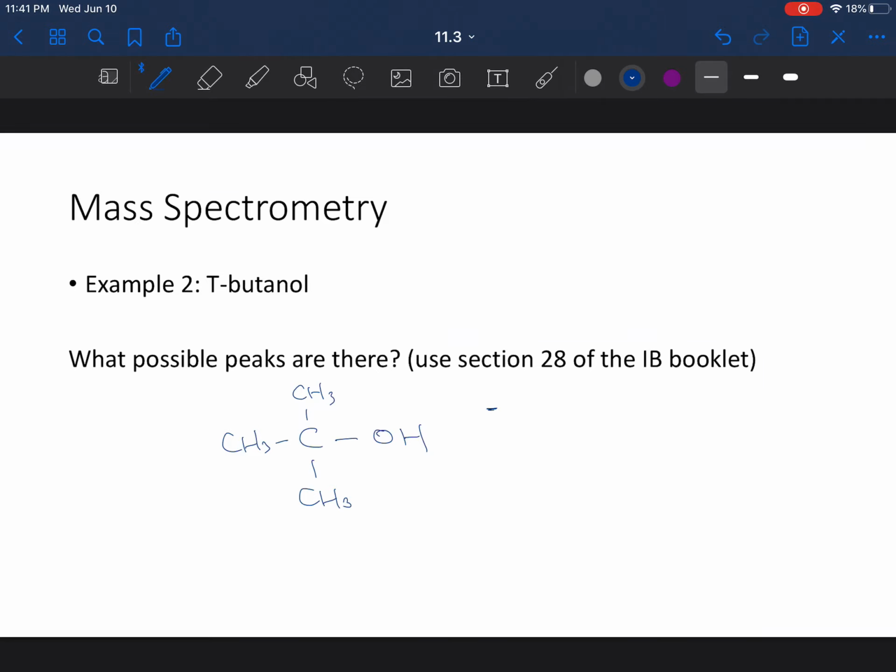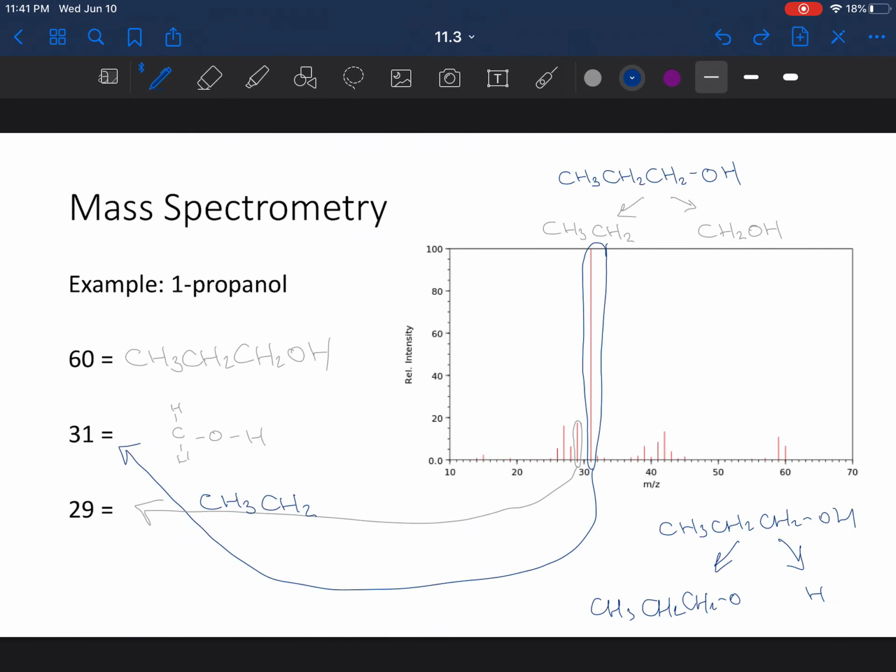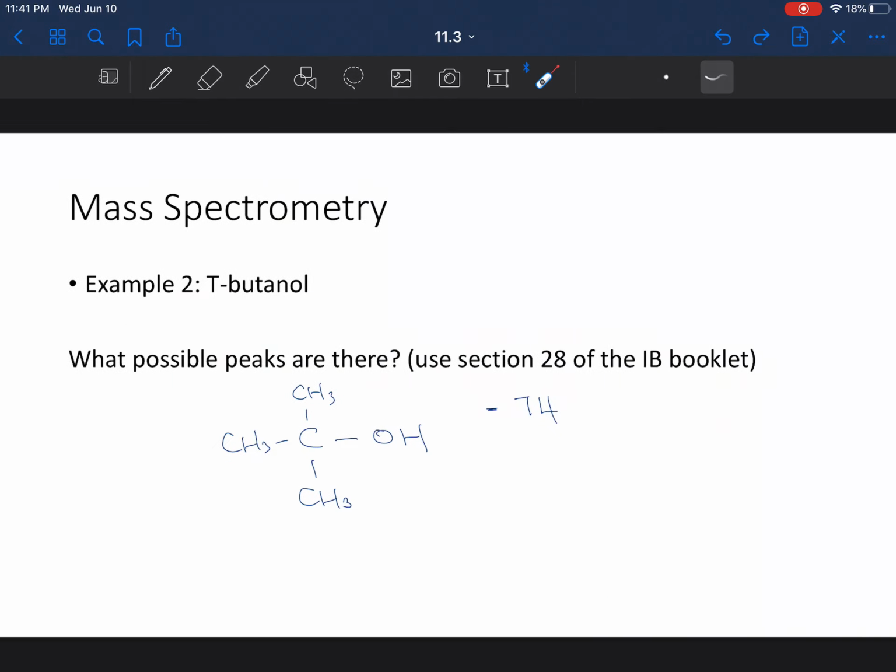Well, first of all, you will find one peak that you will know for sure, and that peak is 74. Now, why is it 74? Well, 74 is this whole thing. That whole thing is 74, so you'll find a peak there, just like you found a peak at 60 here, because 60 represents the whole thing. Right?